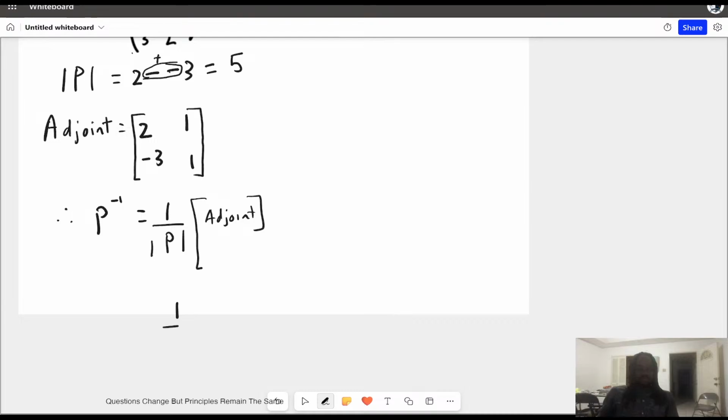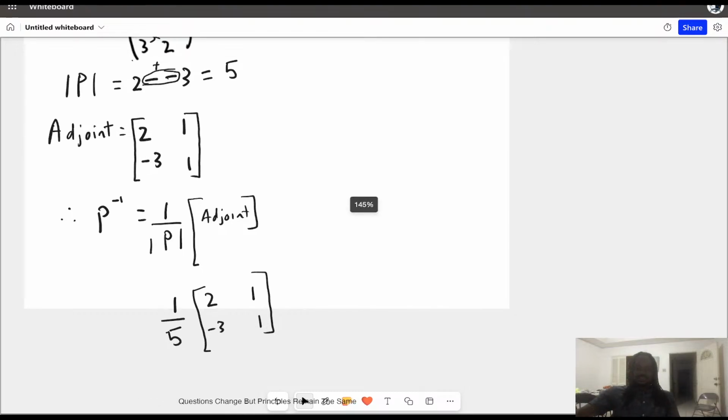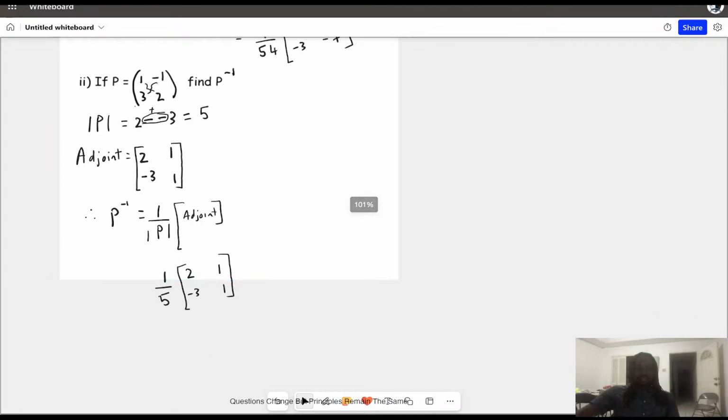My gosh. So 1/5, and then the adjoint here, 2, 1, -3, and 1. So again, find the determinant first, find the adjoint, and then to get the inverse, you simply combine them together.